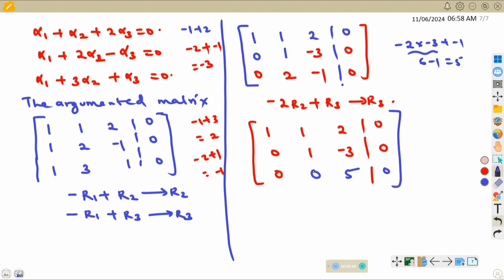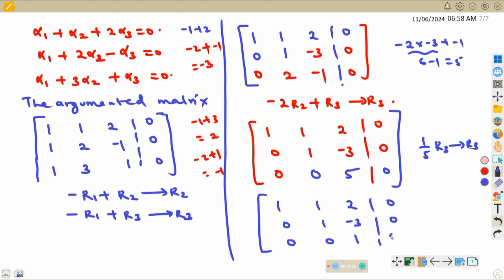So for that case, we need also to create a 1 here. So we can put 1 over 5 in row 3 to give us row 3. So we already have 1 there. So we shall have 1, 1, 2, then 0. This is 0, 1, negative 3, and 0. So this will be 0, 0, 1, and this will be 0.